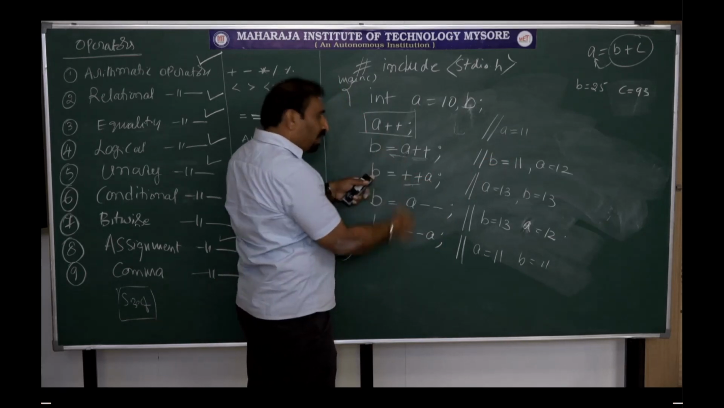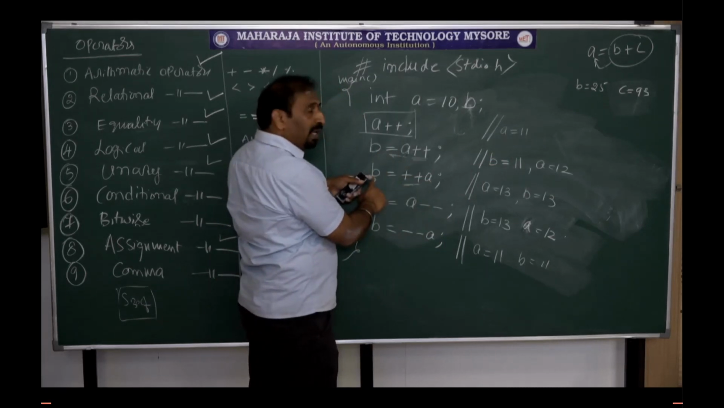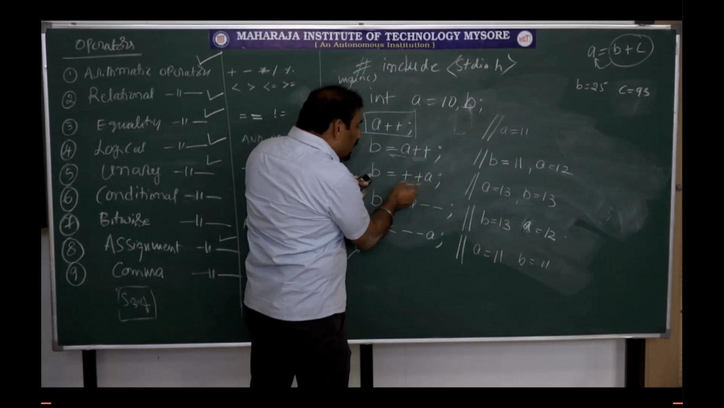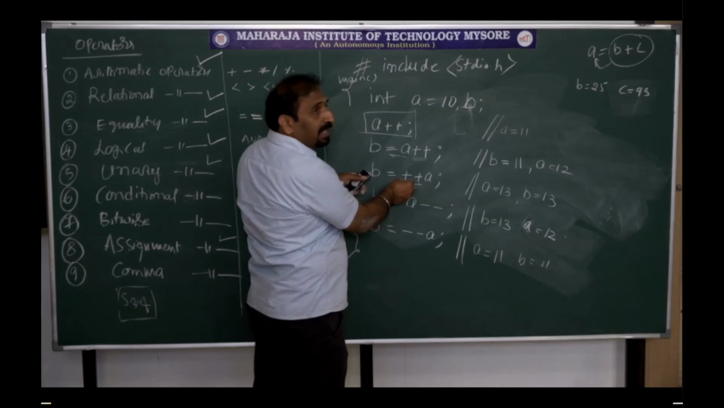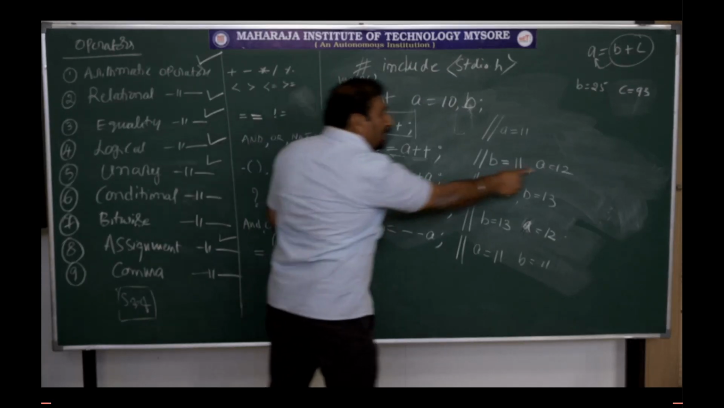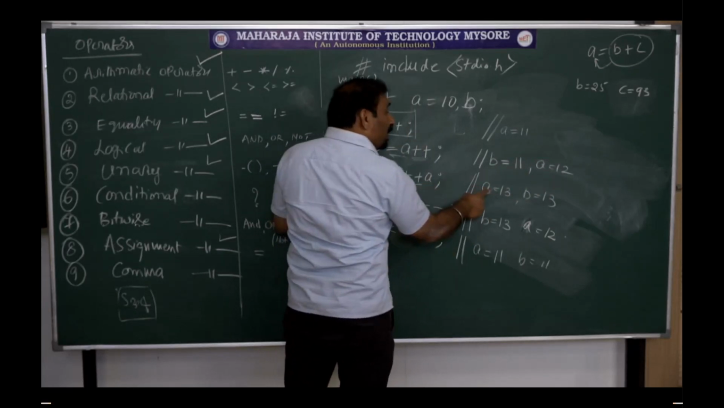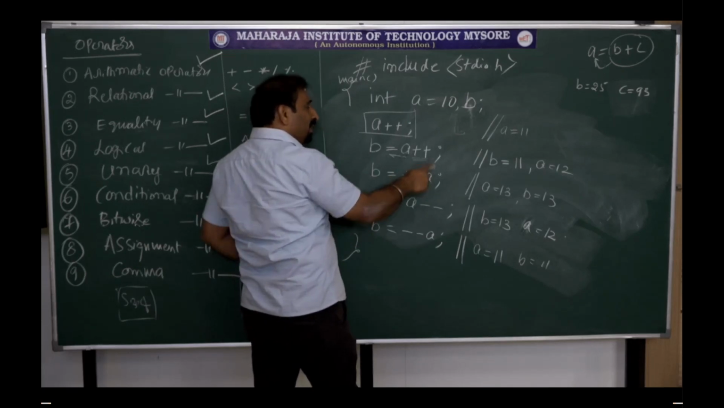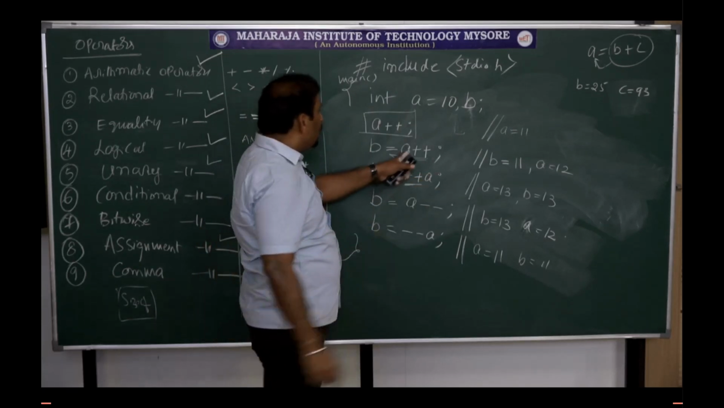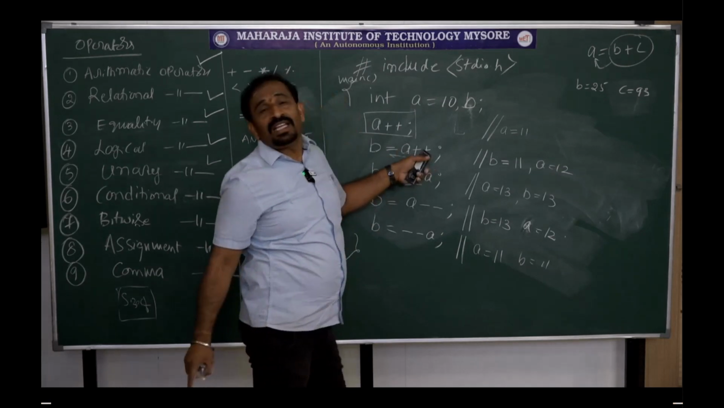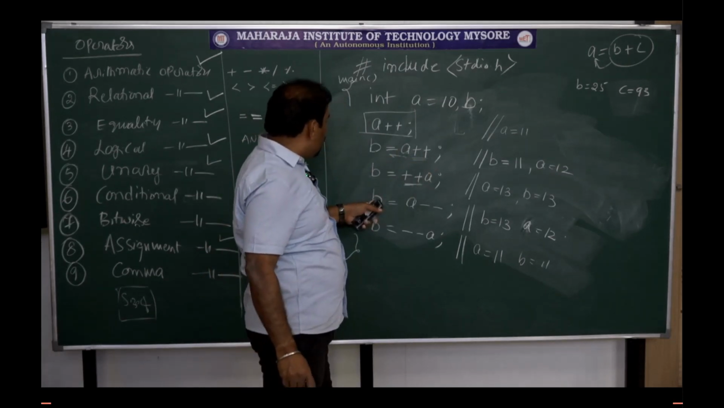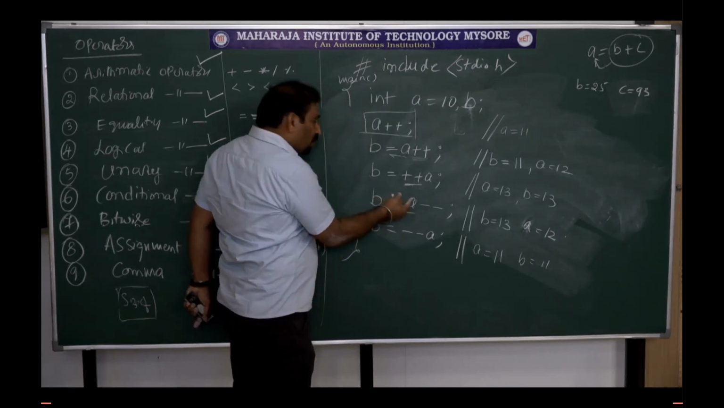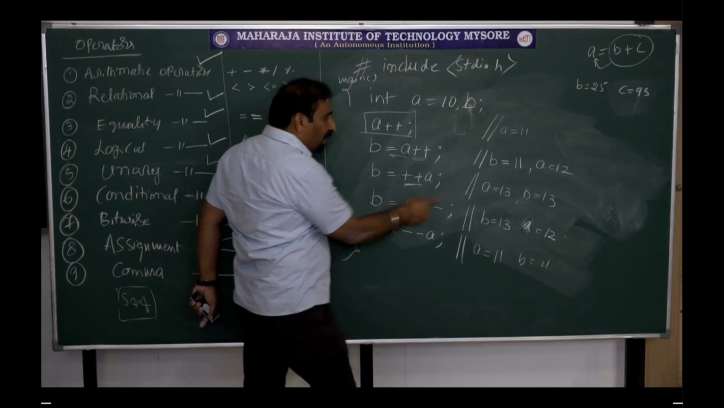In the next line, I have done one more line called B is equal to ++A. In ++A, first it is incremented. What is incremented? A. What is the value of A? A is 12. So A becomes 13. So that value is assigned to B. So first increment, then assignment. Here, assignment, then increment. Similarly, here, B is equal to A--. In this case, first it is assignment. So it is assigned. What is the value of A? A is 13.